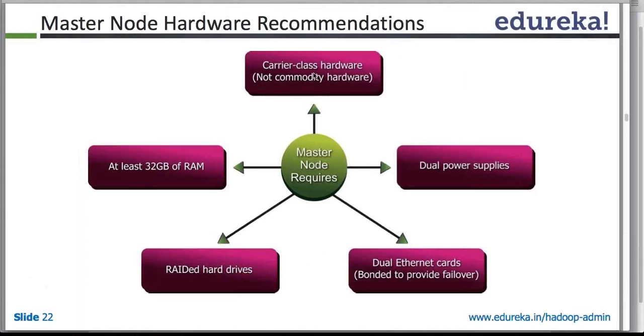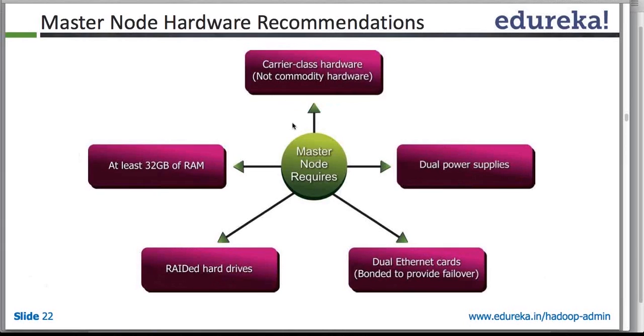I still do not need those expensive enterprise servers or, let's say, mainframes, dome servers, all those, but I need decent hardware. I need dual power supply so that if one power supply fails, the second one can take over. I need multiple network cards. I need RAIDed hard drives on my masters.